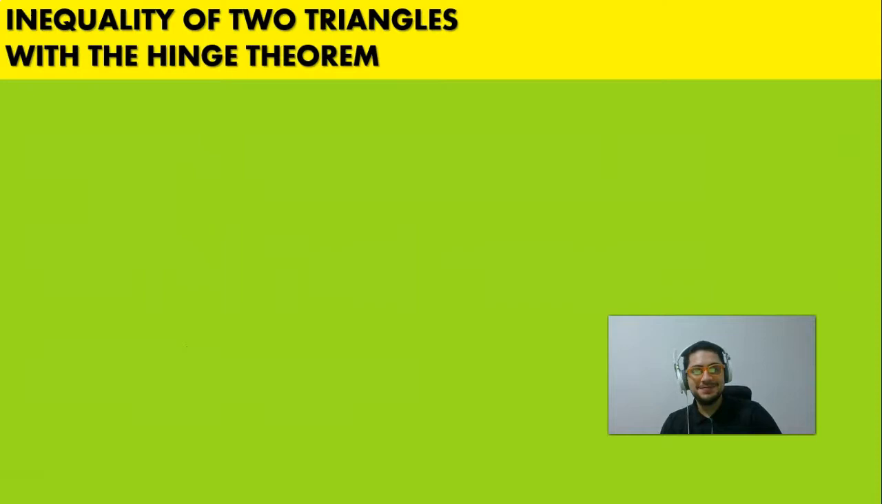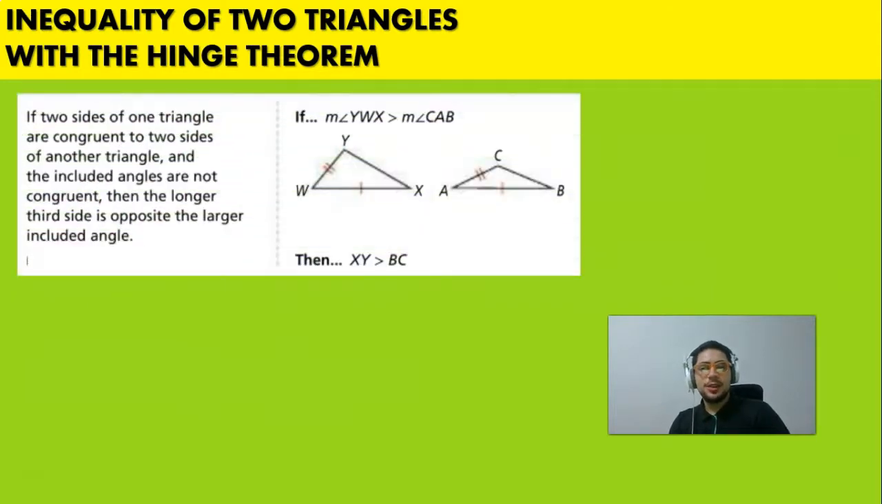So let's begin. The first thing we're going to take a look at today is the Hinge theorem, which says that if two sides of one triangle are congruent to two sides of another triangle, and the included angles, the angles between these two congruent sides, are not congruent, then the longer third side is opposite the larger included angle, right?